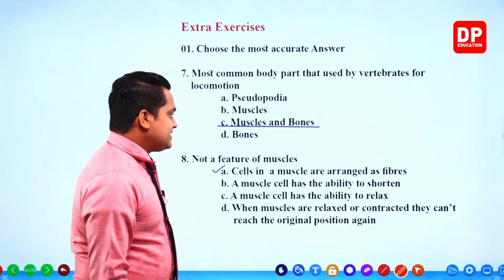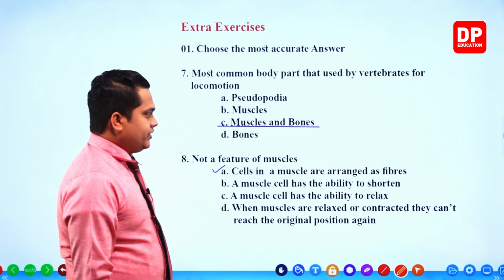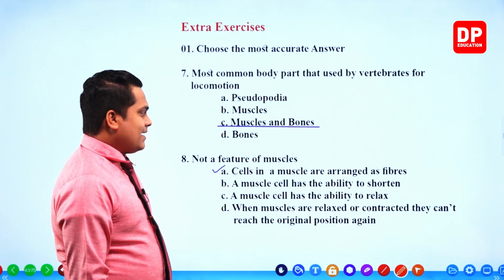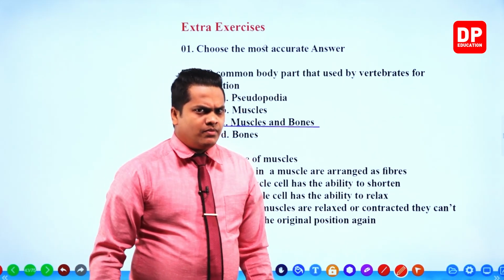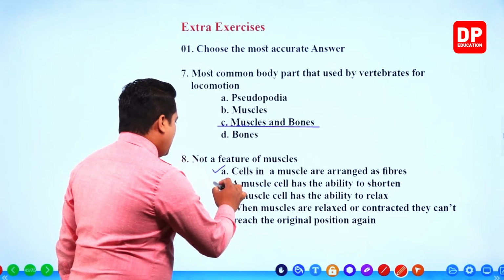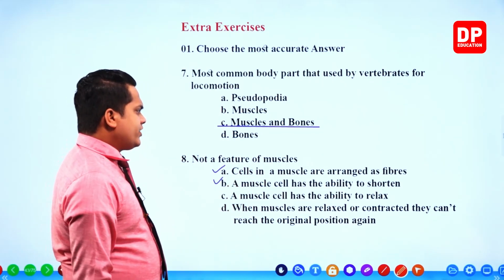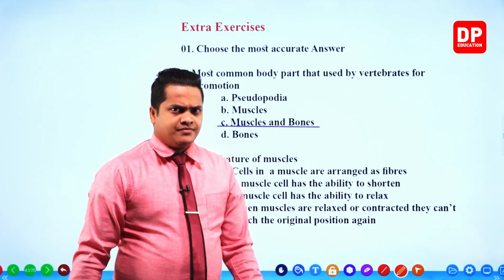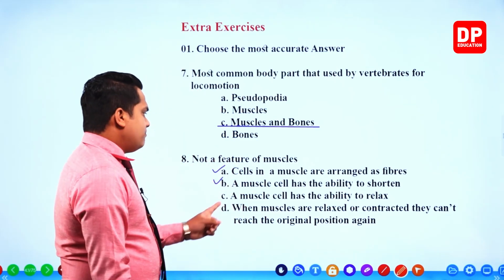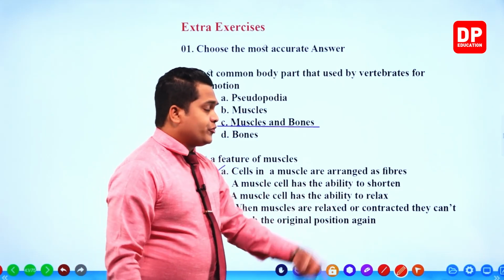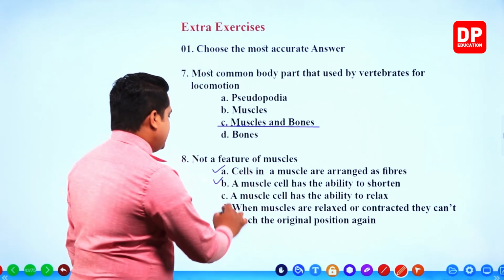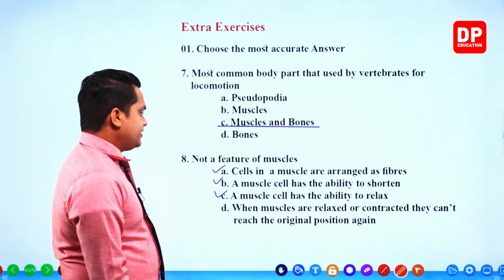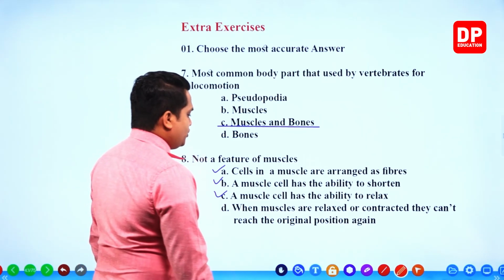Muscle cell has the ability to shorten. Shorten means contract. So it is correct, no problem. Muscle cell has the ability to contract. No problem, it's correct. Muscle cell has the ability to relax. Once again, correct. No problem. Then the incorrect one should be the fourth one.